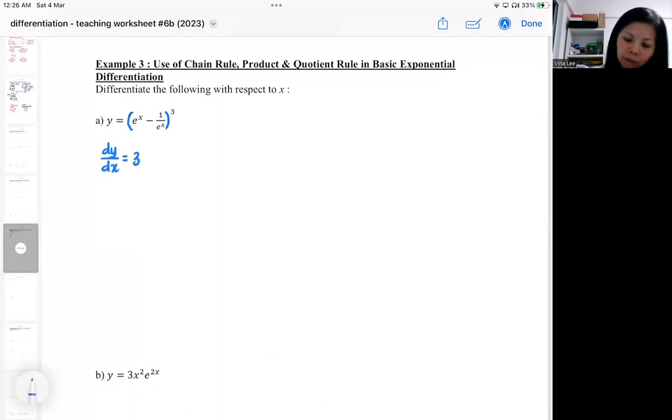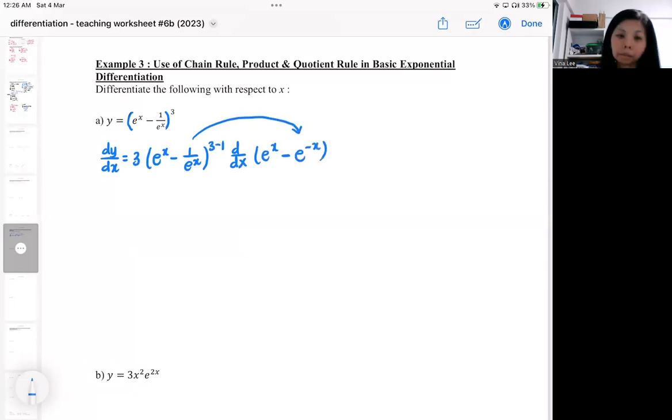So I could do a bring down power minus power. Then I got to differentiate inside. So when you differentiate inside, don't forget there's a bit of indices here. So you got to rewrite as this part first. So bring down power minus power, and then you differentiate inside.